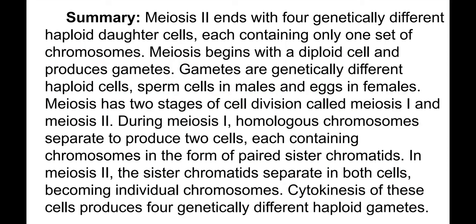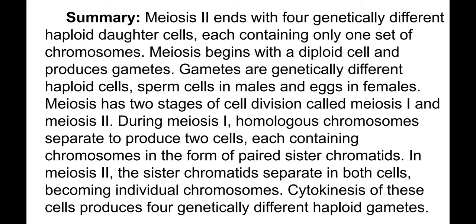Okay, summary. Meiosis 2 ends with 4 genetically different haploid daughter cells, each containing only one set of chromosomes. Meiosis begins with a diploid cell and produces gametes. Gametes are genetically different haploid cells, sperm cells in males and eggs in females. Meiosis has 2 stages of cell division called meiosis 1 and meiosis 2.